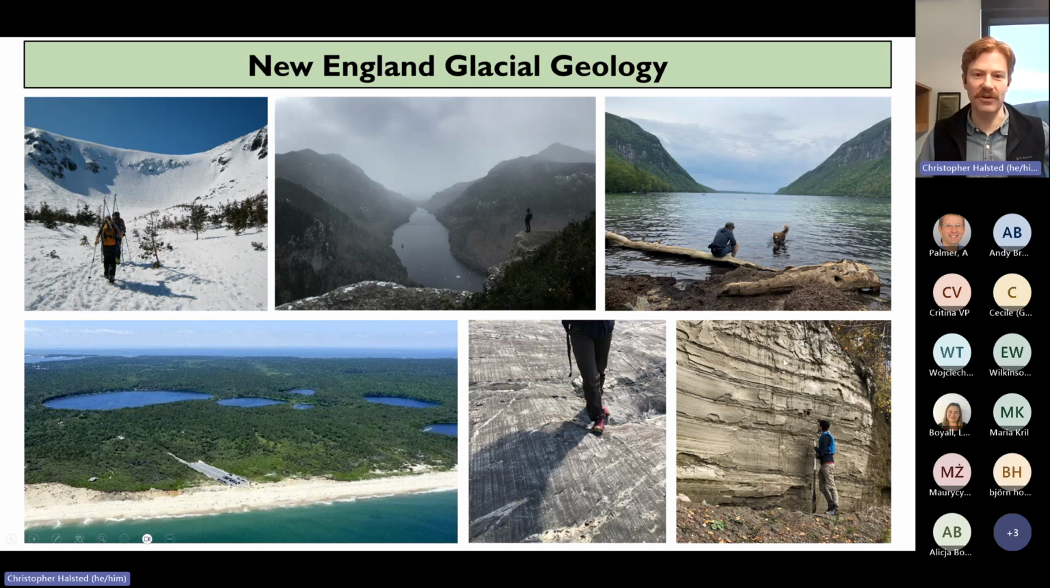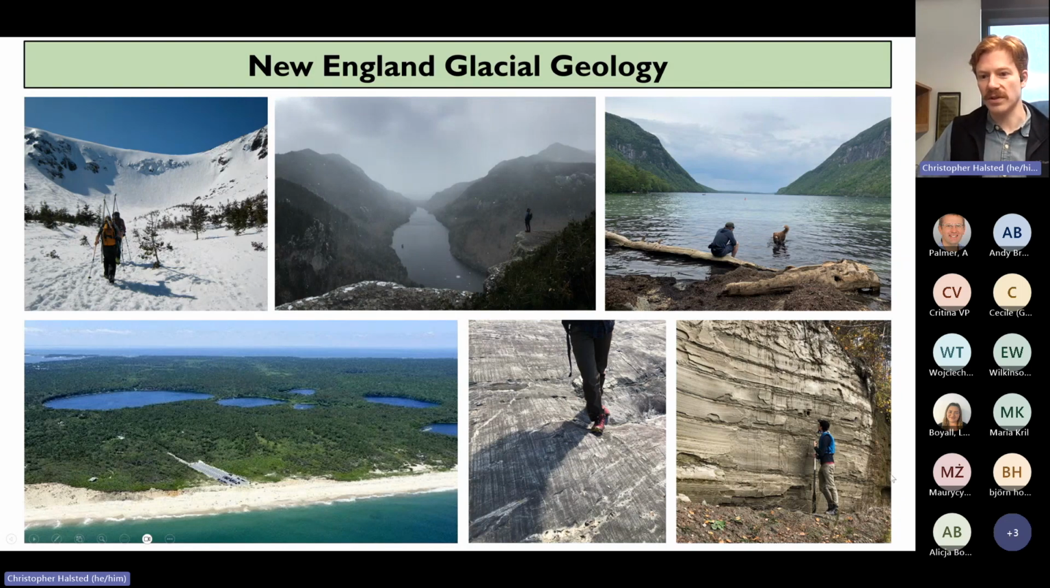The glacial geomorphology in here is just incredible. If you've never visited this area, it is absolutely gorgeous. We've got some big glacial cirques up in the mountains. We've got big U-shaped valleys. This one is in the Adirondack Mountains, Ausable Valley. Here's another one in northern Vermont. This is Lake Willoughby. Big kettle ponds and other ice contact features. This one is in southern Massachusetts on Cape Cod. Big striation features that are all over the place.